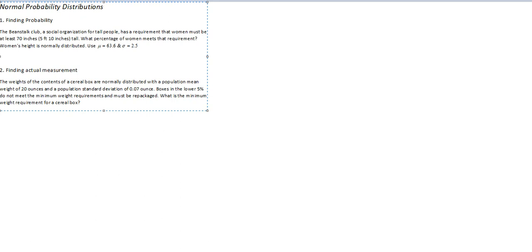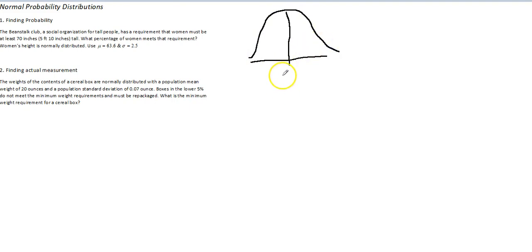Alright, so what we're going to do is take the snapshot as we talked about in class. We are going to plot the information first. Okay, so I'm going to do that on this side here. So let's just do that. Alright, so the mu is 63.6, and the sigma is equal to 2.5 inches. Okay, so I'm just going to write that here.